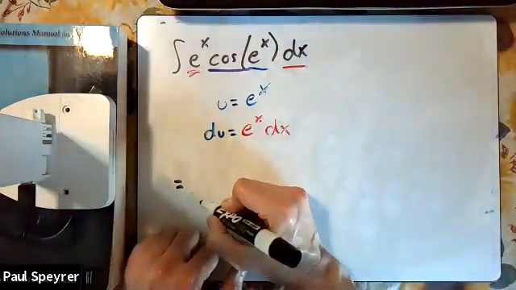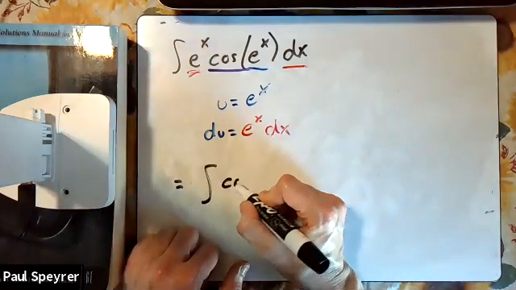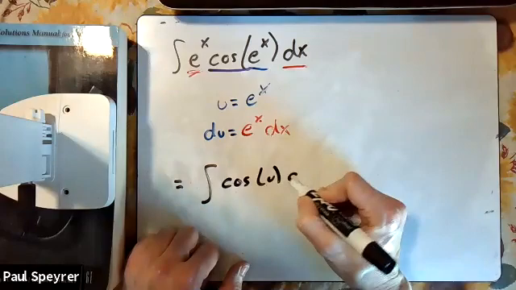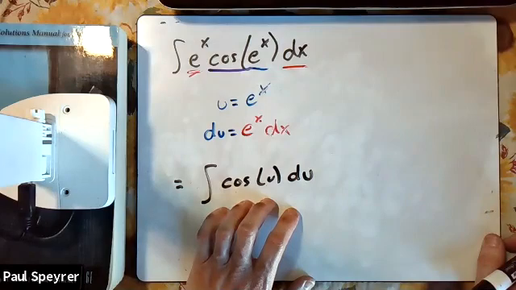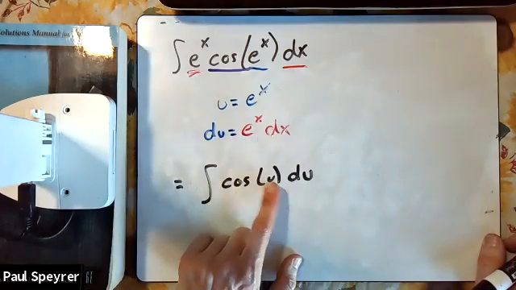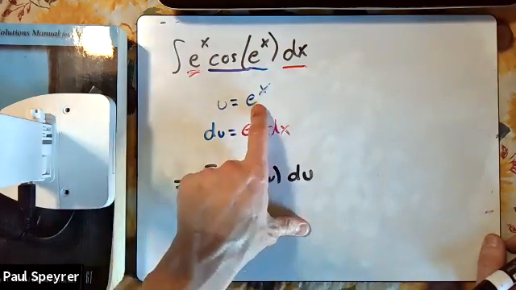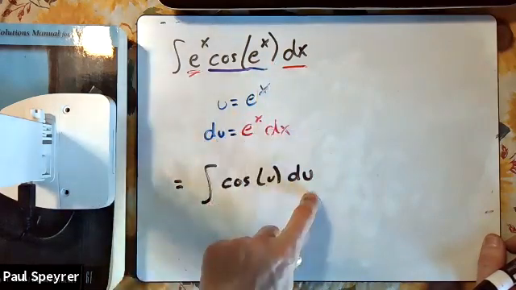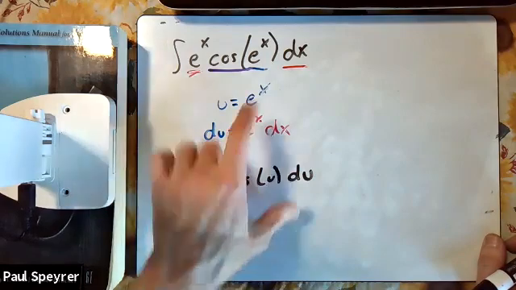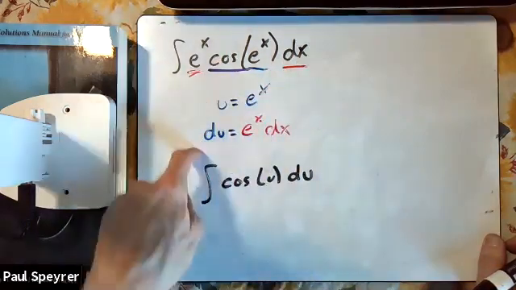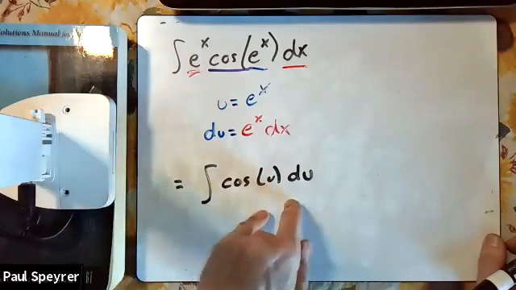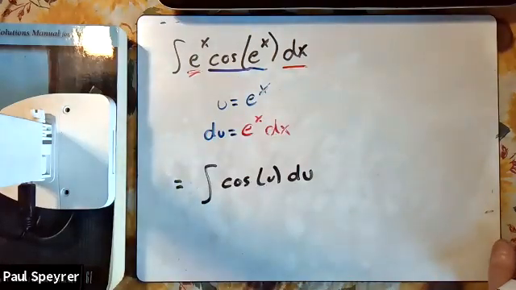So if we rewrite this in terms of u, what do you basically have? You just have cosine of u du. Now you can always double check this. You can ask yourself, did I rewrite this correctly in terms of u? How can you do that? Work backwards. What if I plug u back in terms of x? I get back to cosine of e to the x. What if I plug in what du was in terms of x? You get back to the e to the x dx. So if you work backwards, you can always substitute these values back in, and you should be able to get back to your original expression.